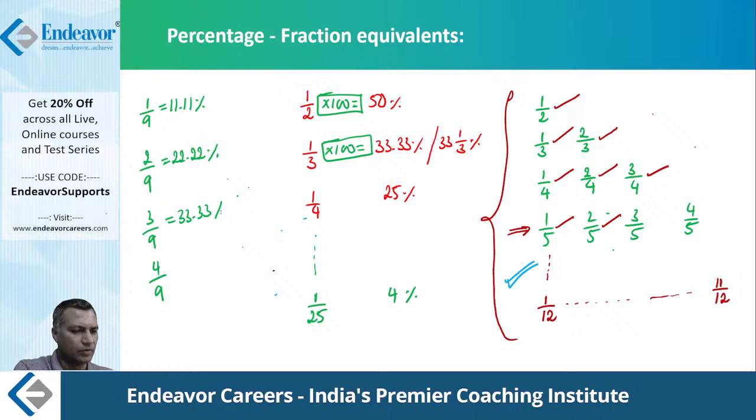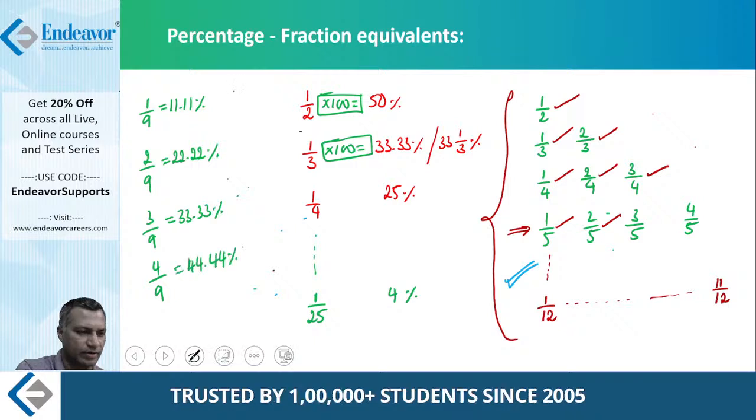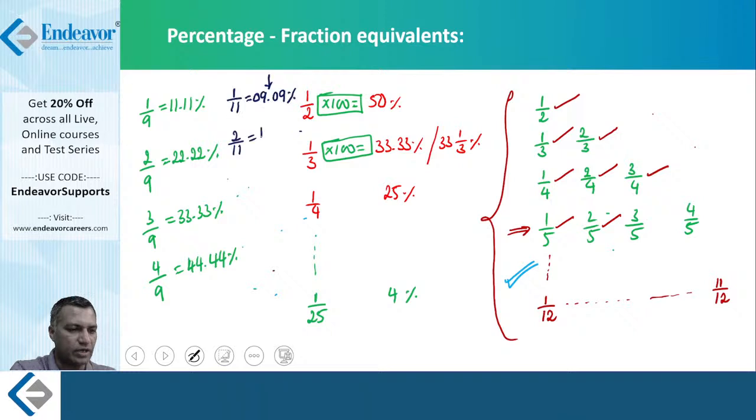Same way out here, its cousin brother is 1 by 11, right? So 1 by 11, you write it as 09.09%. That's his cousin brother. So when you want to write 1 by 11, write it as 09.09%. When you want to do 2 by 11, multiply by 2 on either side of the decimal place. 9 2s are 18. Therefore, 18.18%.